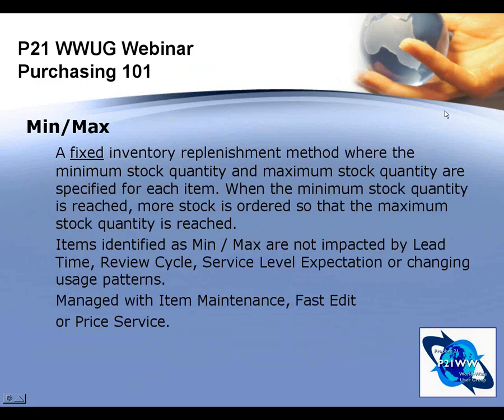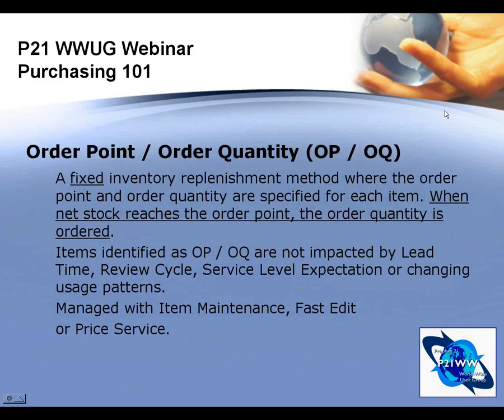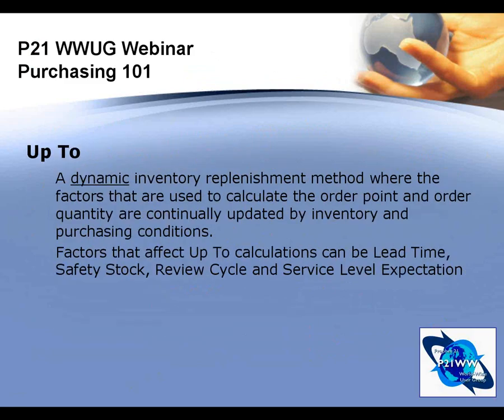The next fixed inventory replenishment method is order point and order quantity, also known as OPOQ. Again, it's a fixed method where order points and order quantities are specified. Net stock is the driver that denotes the time for replenishment to begin, and the order quantity is the actual quantity that is recommended to order. So again, the net stock drives that.